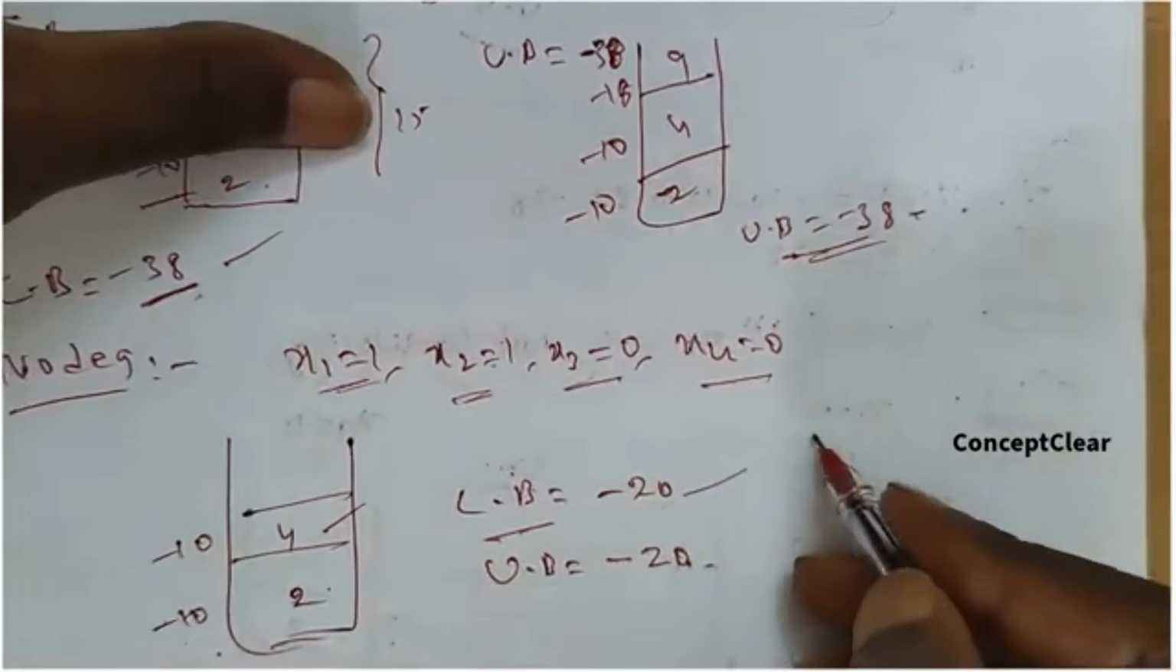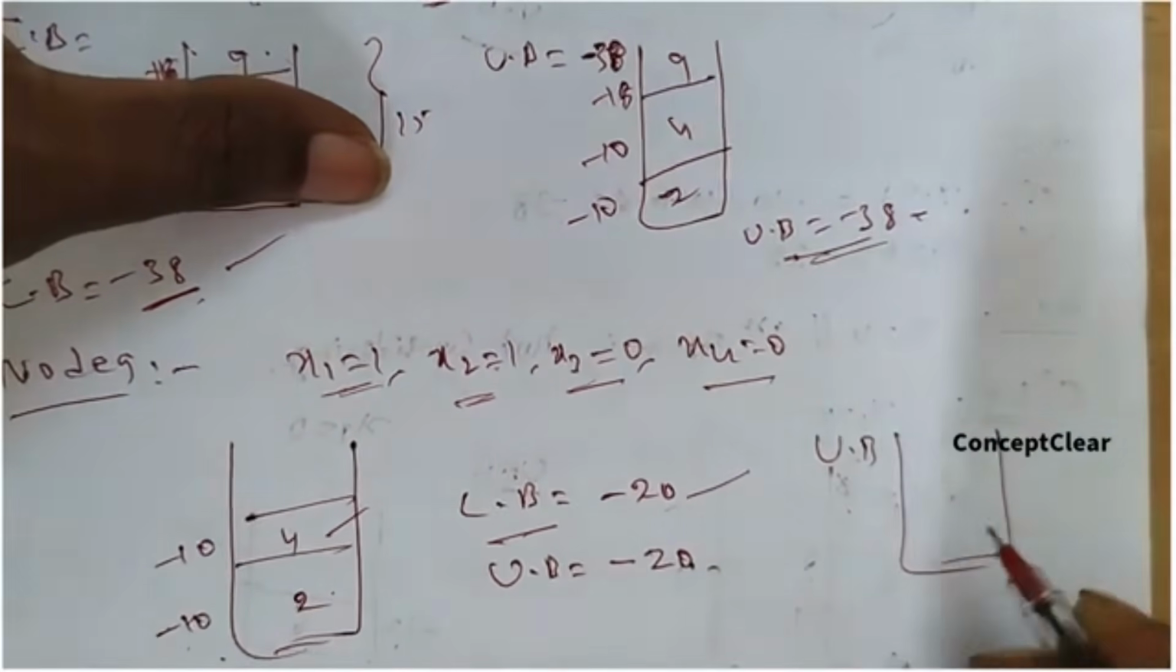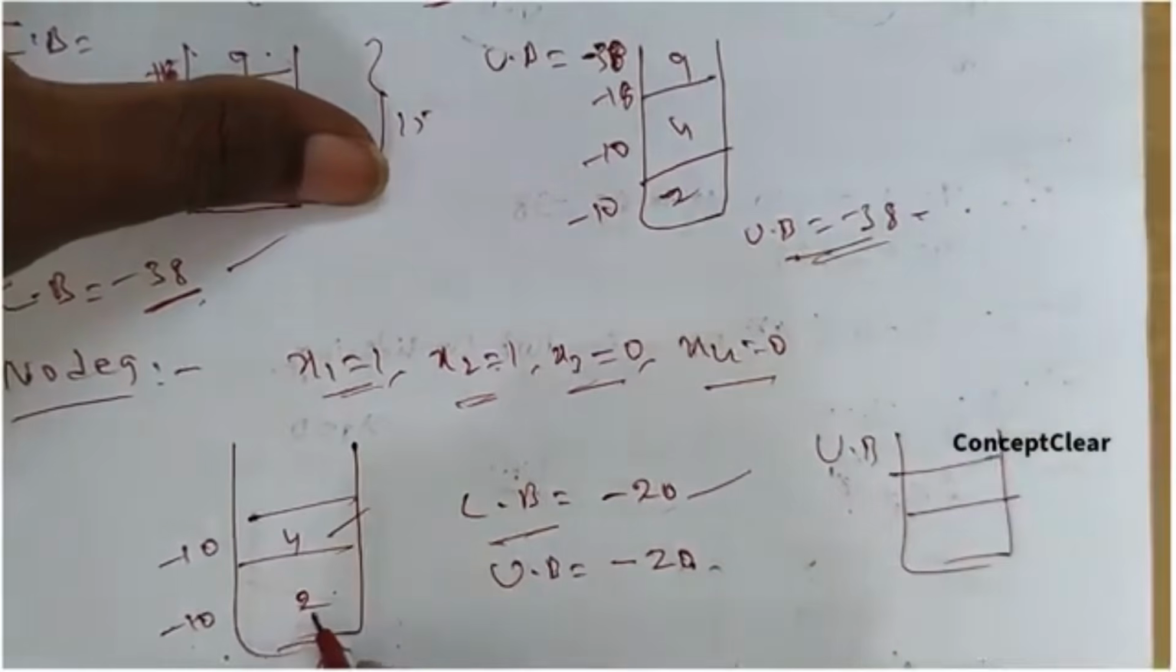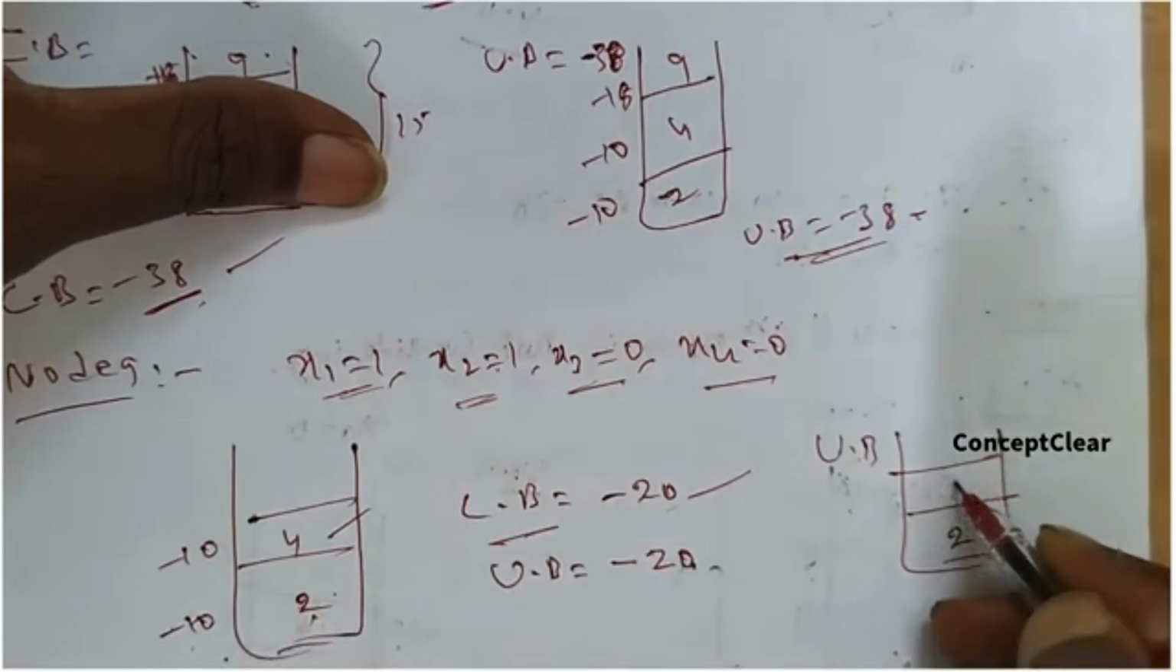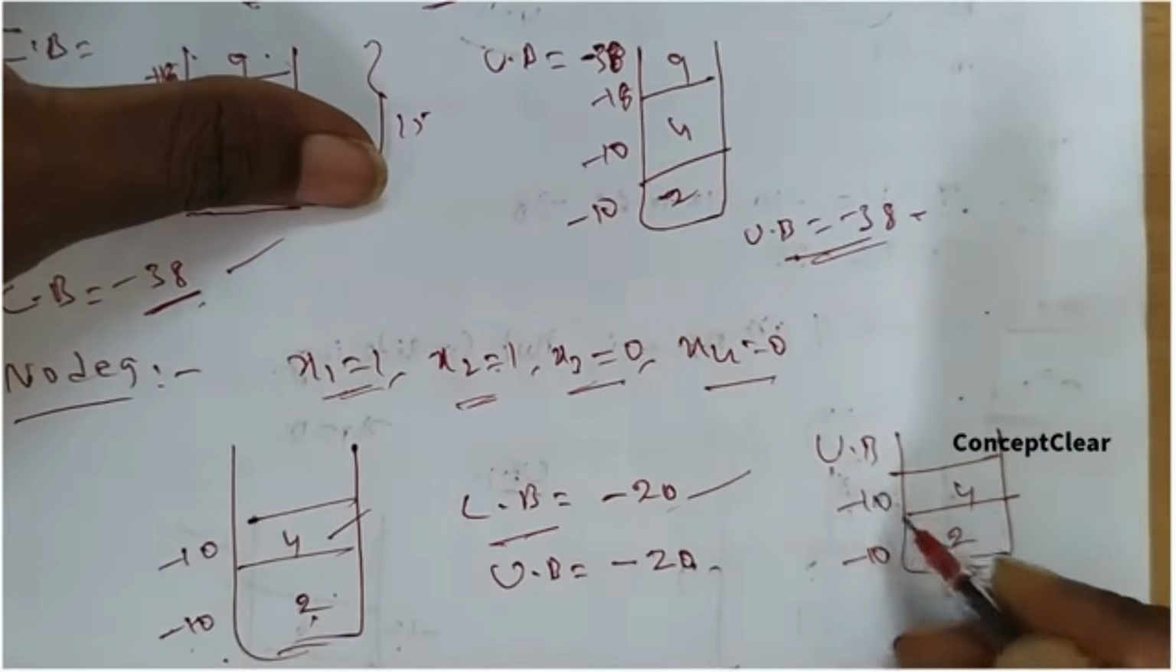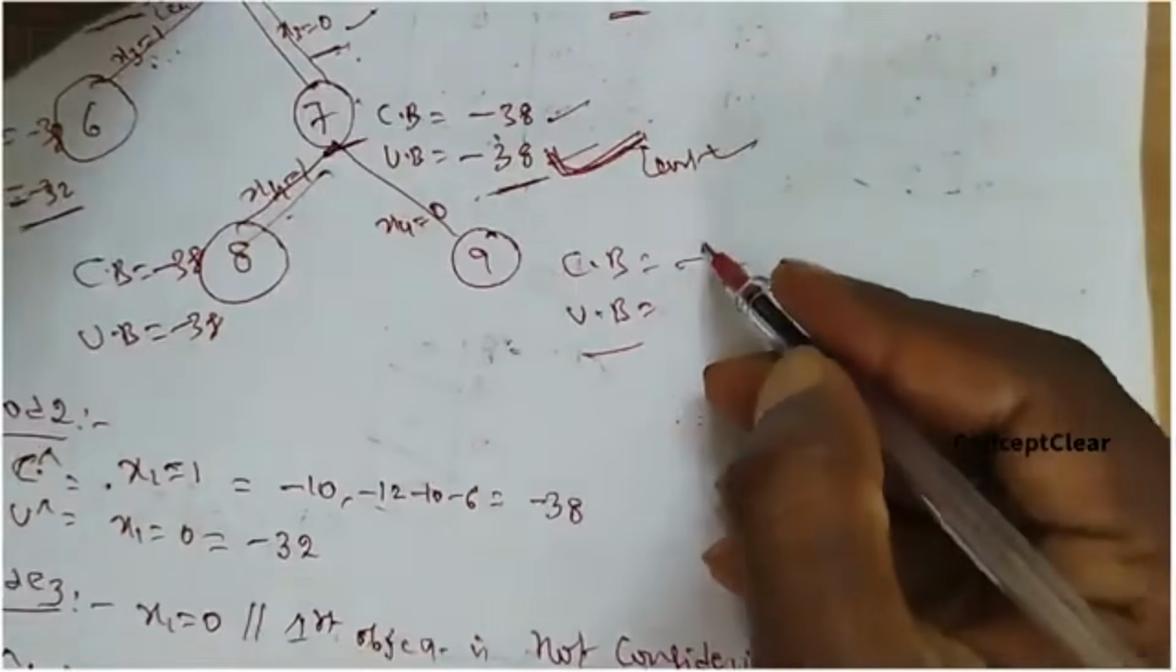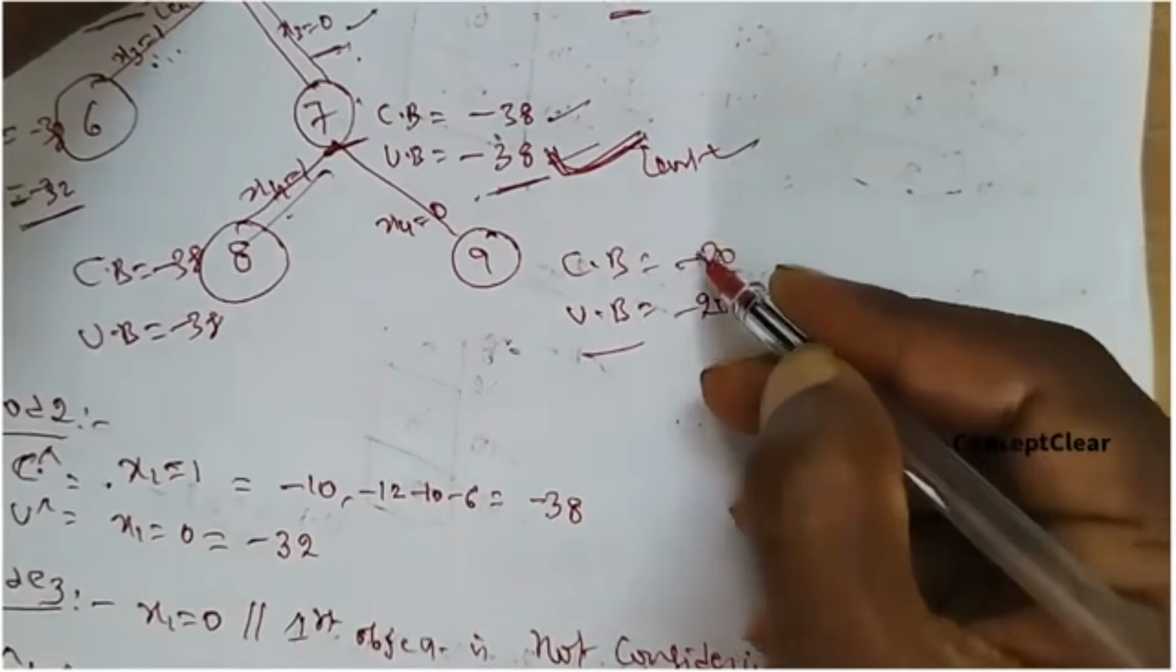And what is the difference in the upper bound value? The upper bound value is the same, but there are no fraction values here. So the same diagram: 2, 4, 10 and 10. What is the upper bound value here? 20. Here we take the upper bound value as 20 and the least bound value as 20.